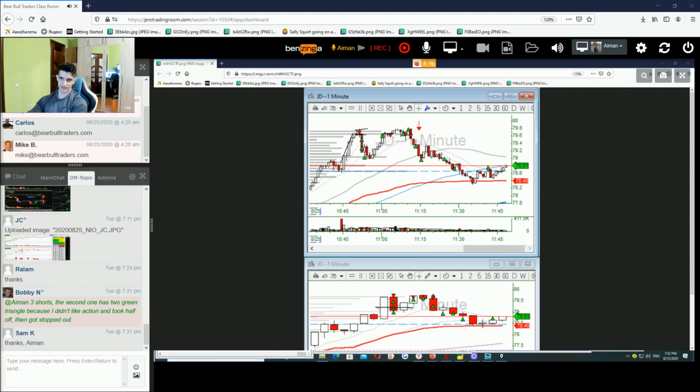And I'll get back to this one because I was watching it, but I have no idea why I didn't take it actually. Anyway, look what happens right here. This is what you should have paid attention to, and this is what I would most probably have paid attention to. Previous resistance acting as support and a new 1 minute high.